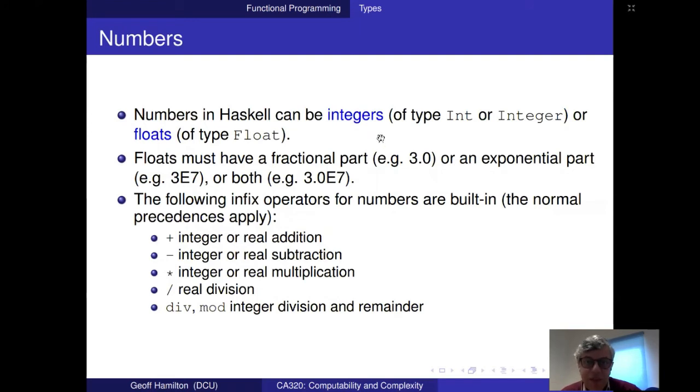Numbers in Haskell can be Int or Integer. Int is limited to a smaller range, from 2 to the power minus 63 to 2 to the power 63, but Integer can be any large number you want. And for floats, you can use different kinds of notation. You can use it like this, like this, or like this.